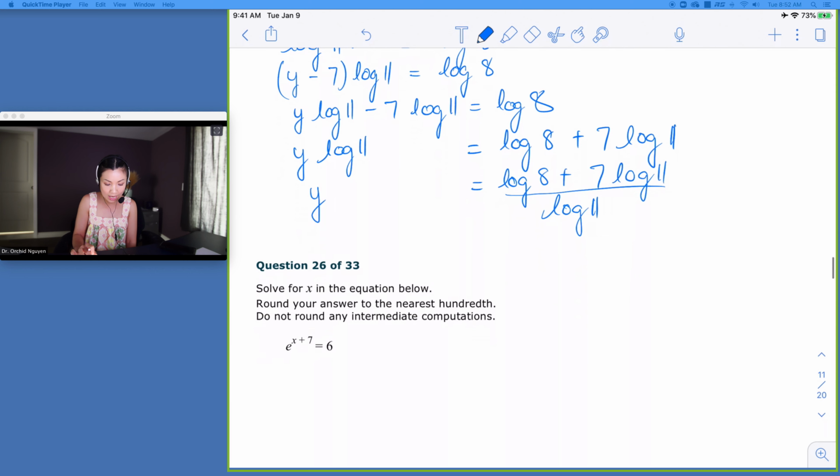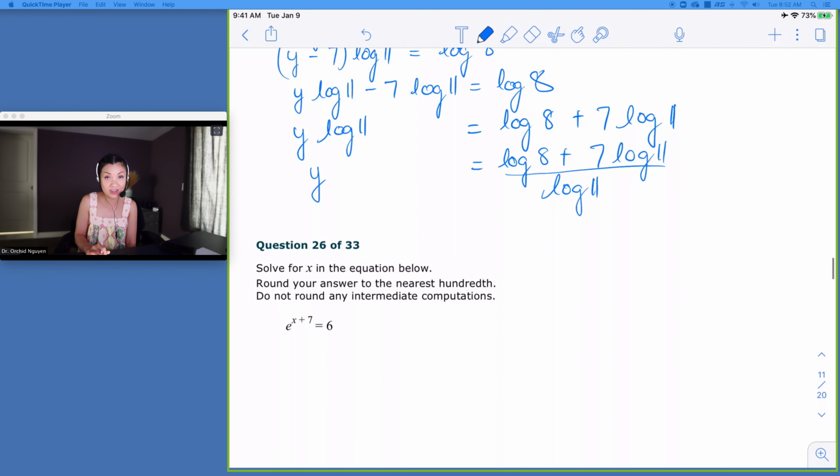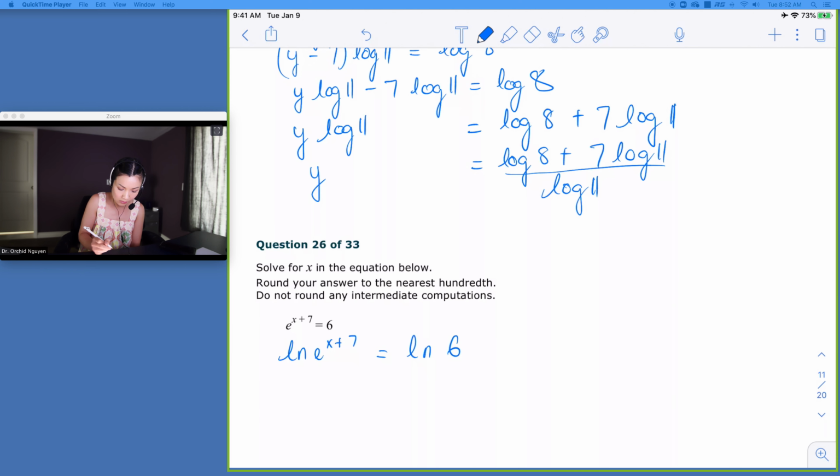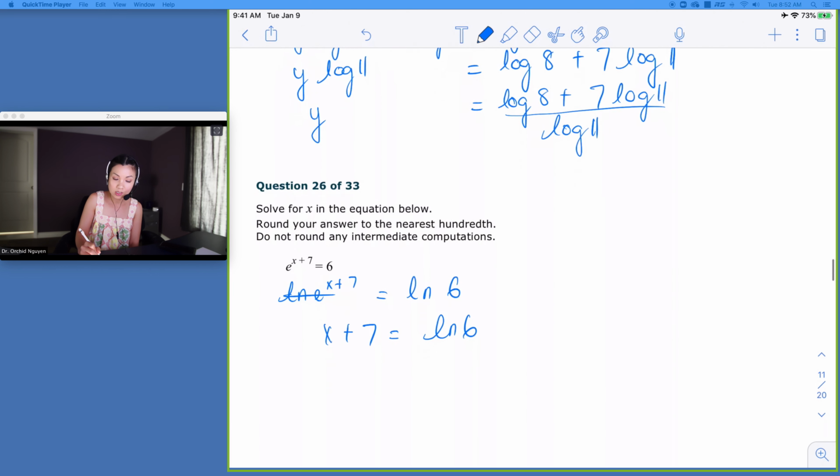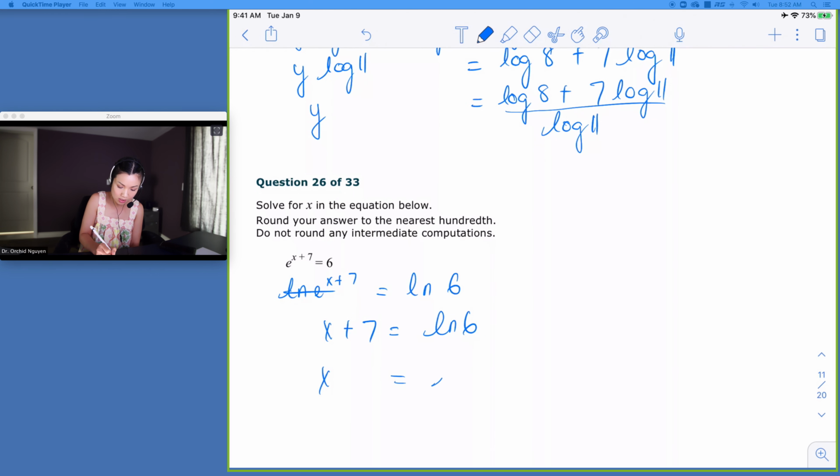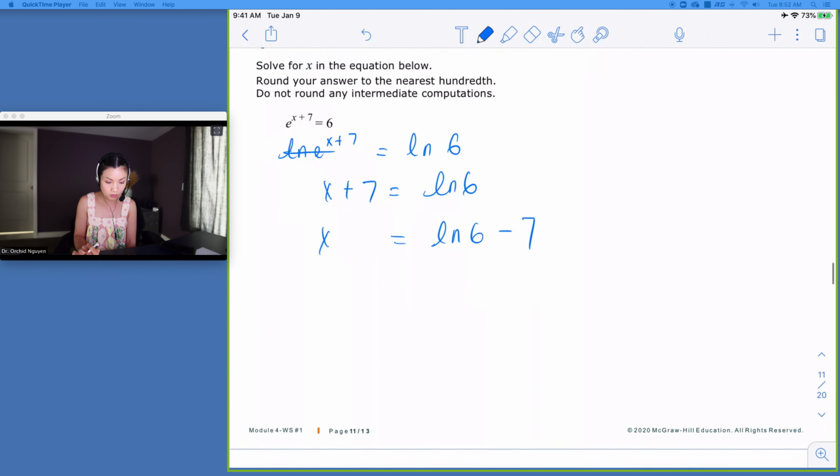Now, for number 26, you see we have e. Every time you see e, you should use ln instead of log, because ln and e are going to cancel out. So what I have right here is x plus 7 equals ln 6. So x is just ln 6 minus 7. And of course, you can use a calculator to finish the problem.